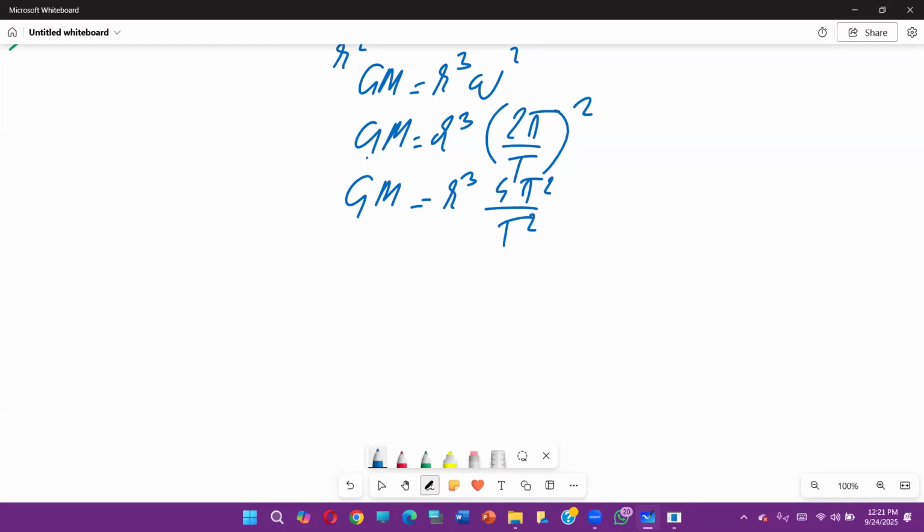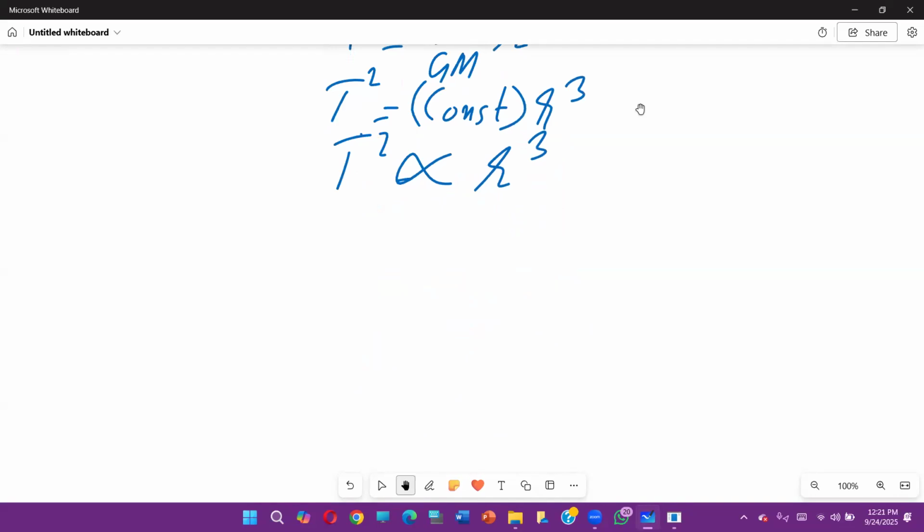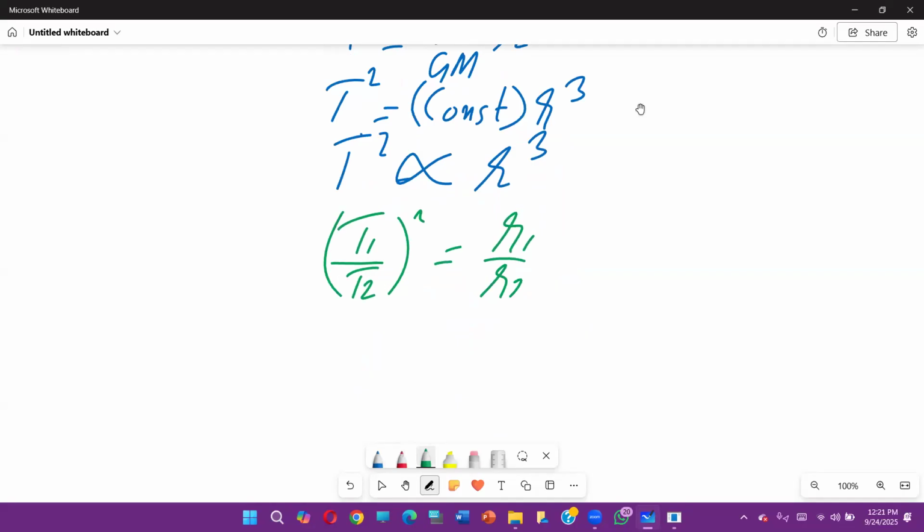Now, how should I proceed? T square comes here, 4 pi square upon GM is what? Constant. And this statement is called Kepler's third law. The name is not important, but can we make a relative equation here? T1 upon T2 whole square is equal to R1 upon R2 whole cube.